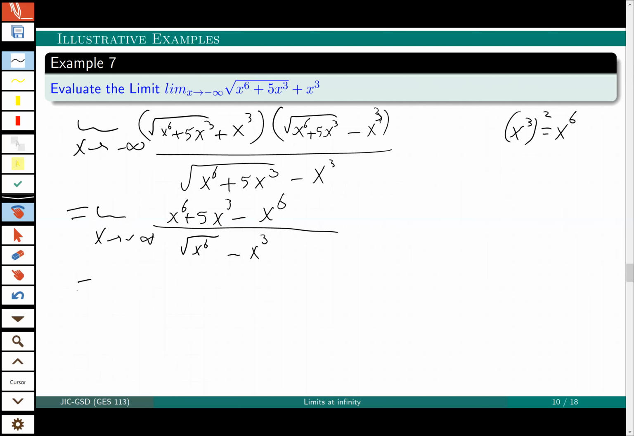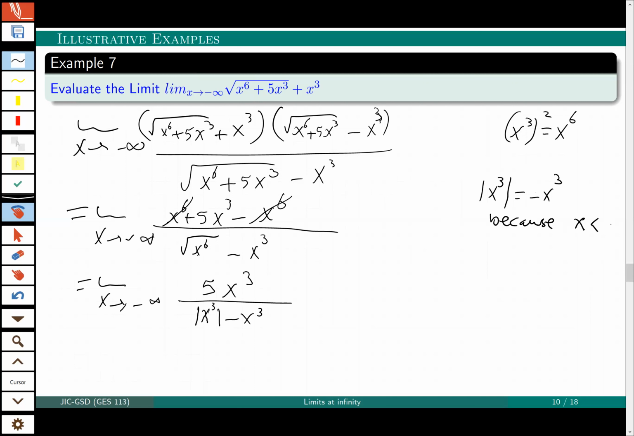Now, we have to be careful when we deal with square root. The square root of x to the power 6 is the absolute value of x to the power 3. And here I will have 5x cubed, because x to the power 6 minus x to the power 6 is 0. Now, what is the absolute value of x cubed? It will be negative x cubed because x is smaller than 0. When we say at minus infinity, our x is negative.